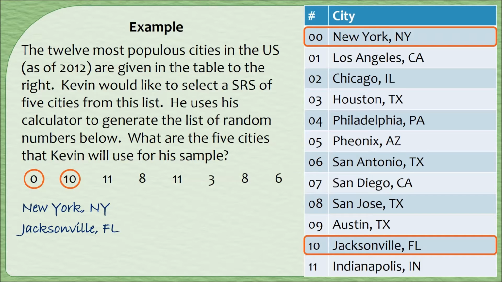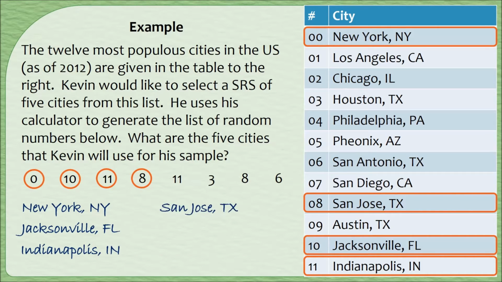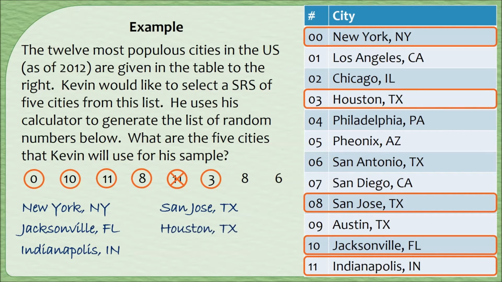And we're just going to keep going like this through the list. So the third random number we found was 11, so the third city we used is Indianapolis, Indiana. The fourth random number we found was 8, so we used San Jose, Texas. And then we run into a problem because we need 5 cities, and the fifth number is 11, but we've already used Indianapolis. So because we want 5 cities, we're not going to reuse 11. So to fix that, all we do is we just exit out, and we go to the next number. So we take city number 3, which is Houston, Texas.